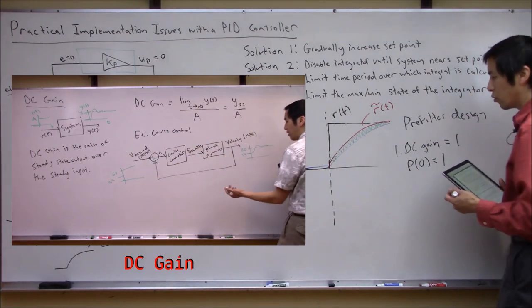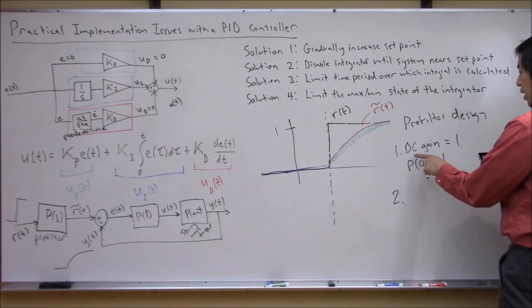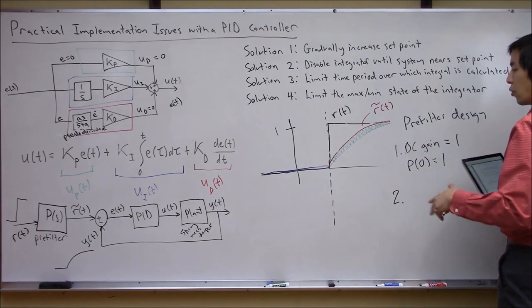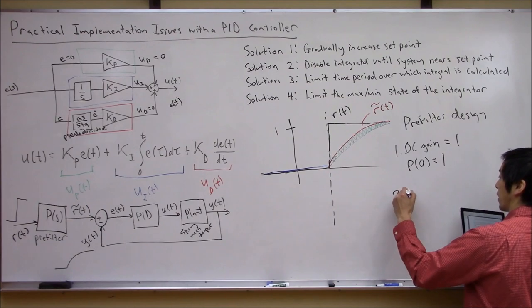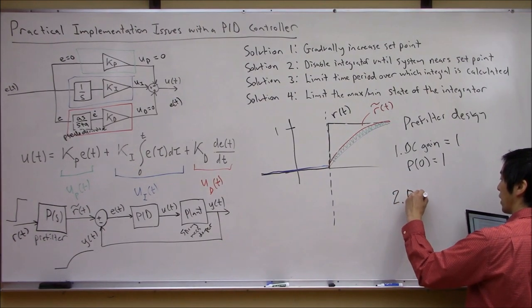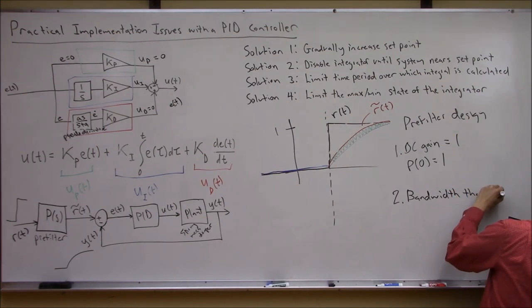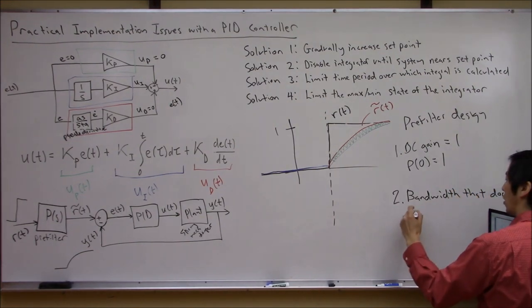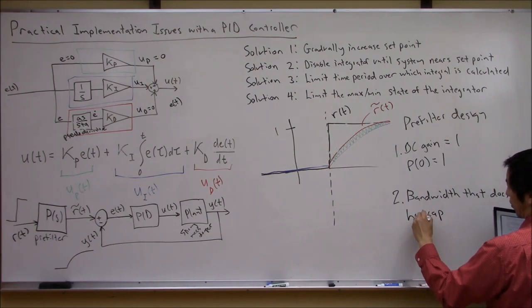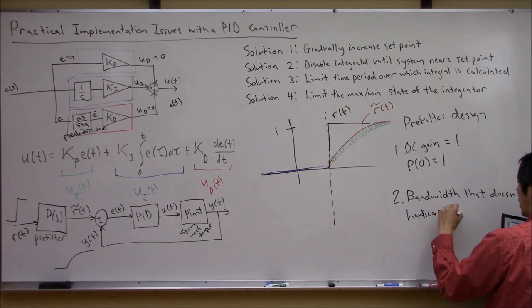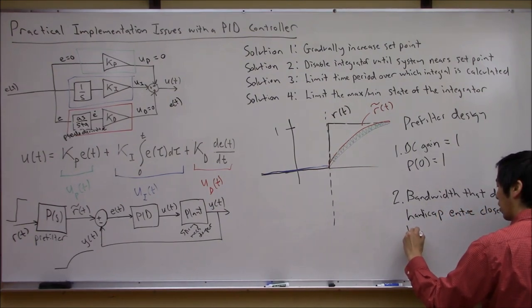The other thing you also want to think about, number 2, is you want to choose the bandwidth of this pre-filter so it doesn't handicap your overall system. Let me just write that down. The second thing you want to do when designing this is choose a bandwidth that doesn't, I'll call it handicap, I think I spelled that wrong, handicap the entire closed loop system.